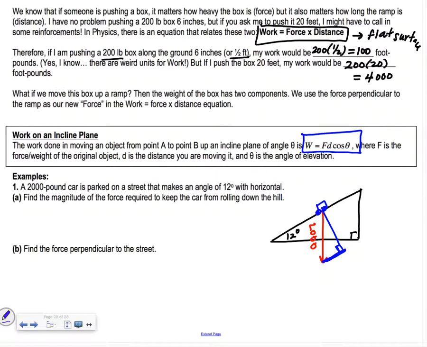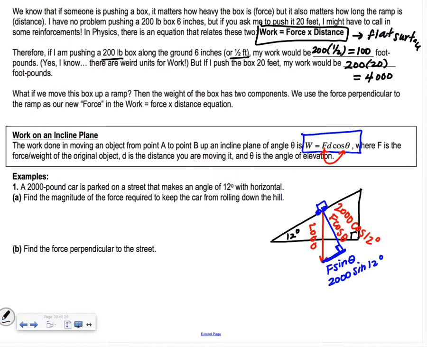So if you remember, this is going to be F sine of theta. So it's going to be whatever 2,000 times sine of 12 is. And this other one is going to be F cosine theta, which is 2,000 cosine of 12. Okay, that's the new force in our equation. That's the F cosine of theta. We've already taken care of that.